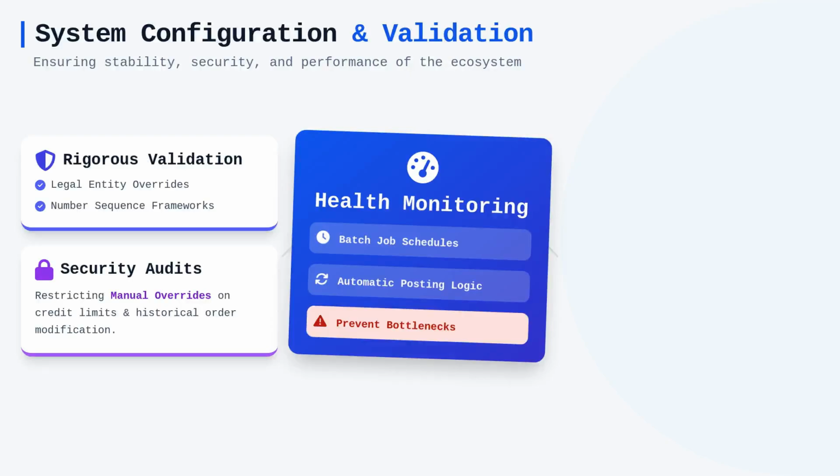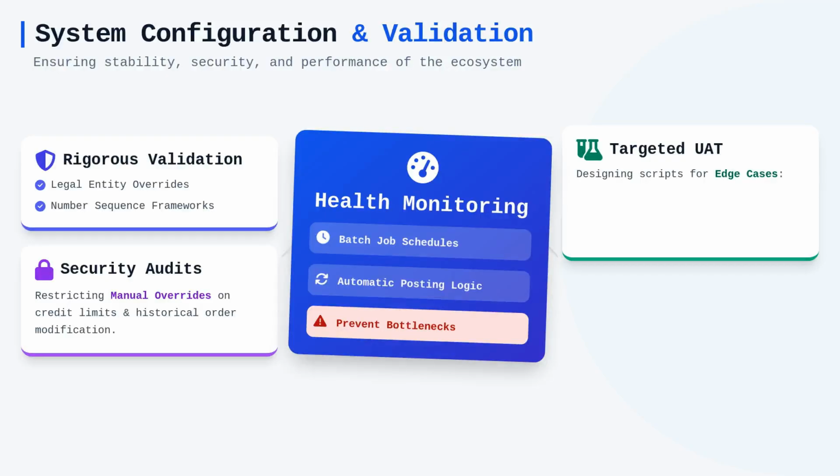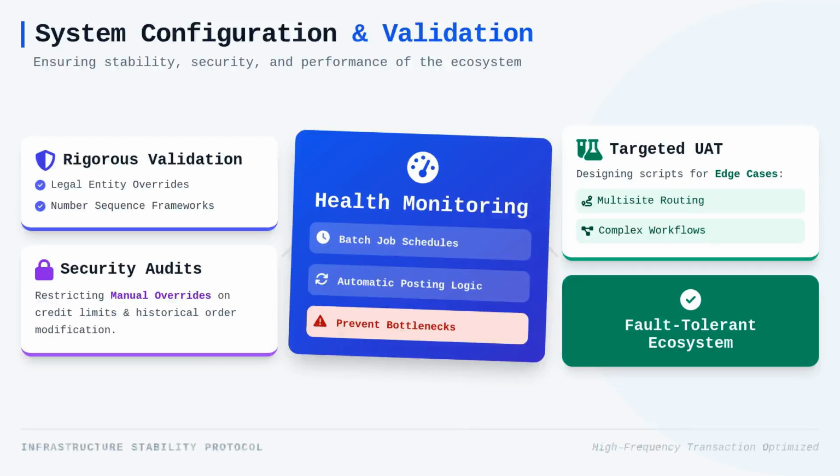If the system is not tuned for performance, particularly in environments with high-frequency transactions, we may encounter bottlenecks that impact the user experience. By designing user acceptance testing scripts that specifically target edge cases, such as multi-site routing and complex workflow logic, we ensure a fault-tolerant ecosystem.